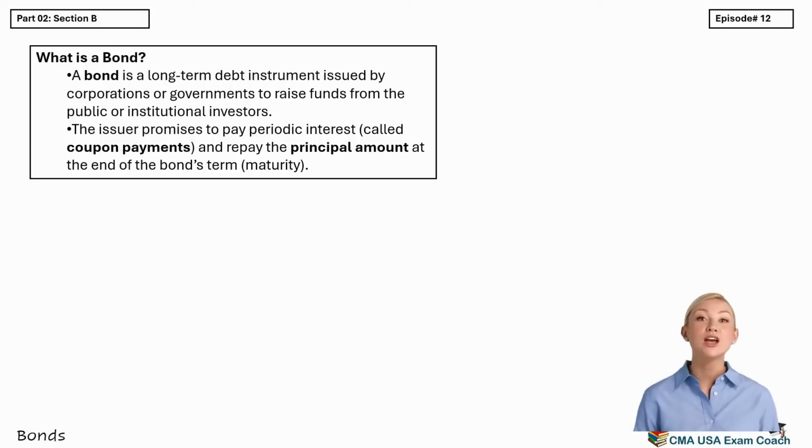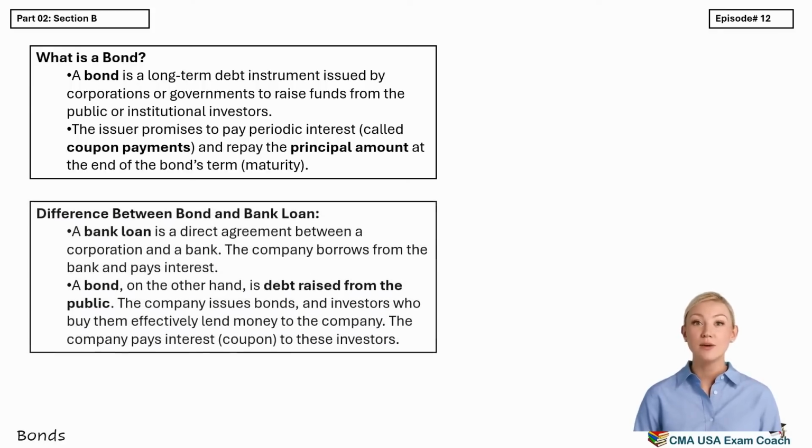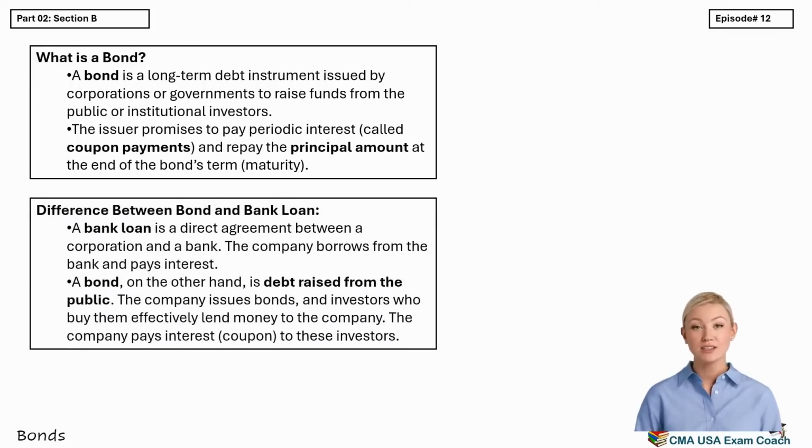In a bank loan, a company borrows money directly from a bank and pays interest on it. In contrast, a bond is a form of borrowing from the public or institutional investors, not from a bank. The company issues bonds and individual or institutional investors purchase them, effectively lending money to the company. The company then pays interest, called a coupon, usually semi-annually or annually, to the investors.